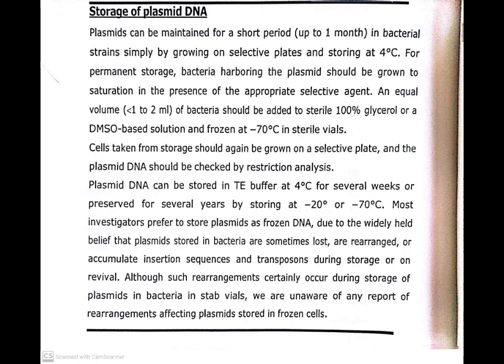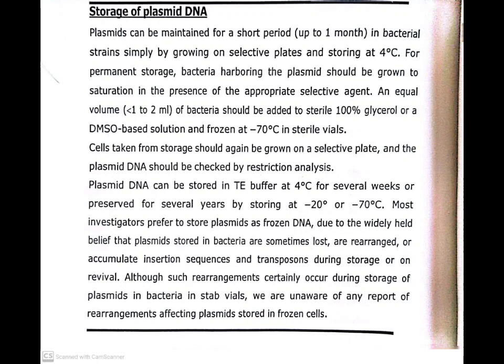Cells taken from storage should again be grown on selective plates, and plasmid DNA should be checked by restriction analysis. Plasmid DNA can be stored in TE buffer at 4 degrees Celsius for several weeks, or preserved for several years by storing at -20 or -70 degrees Celsius.